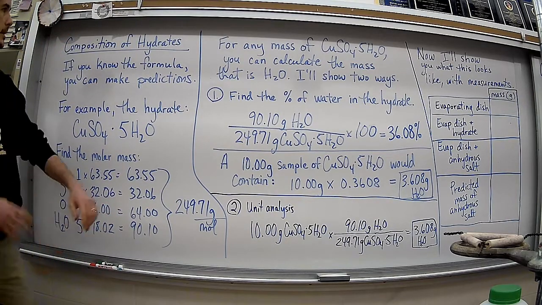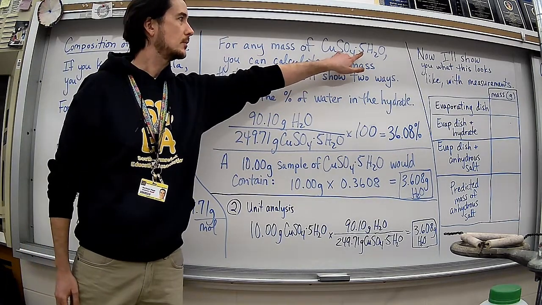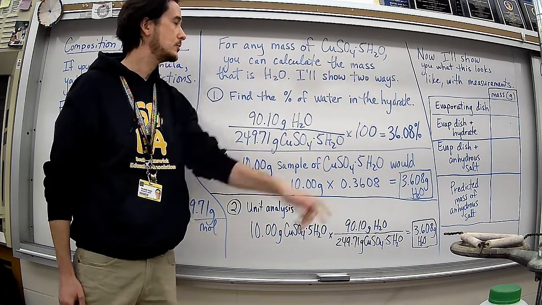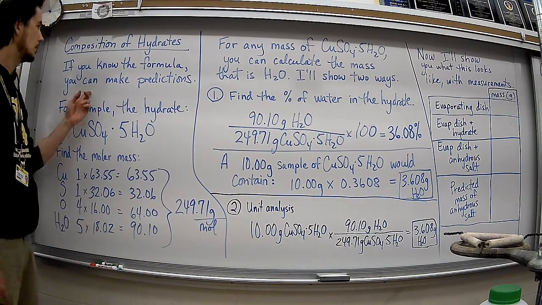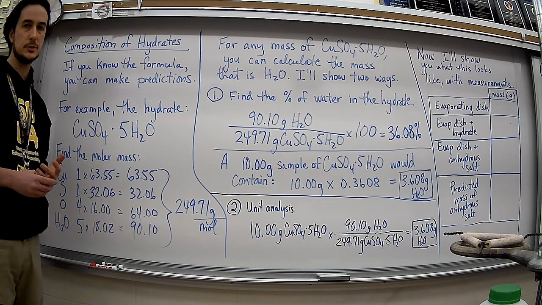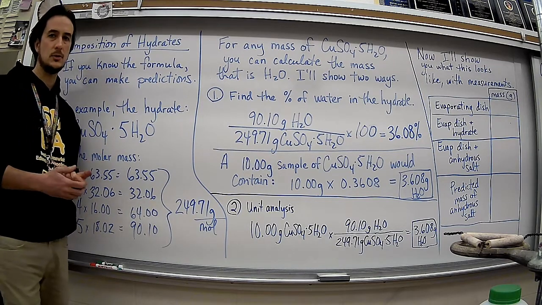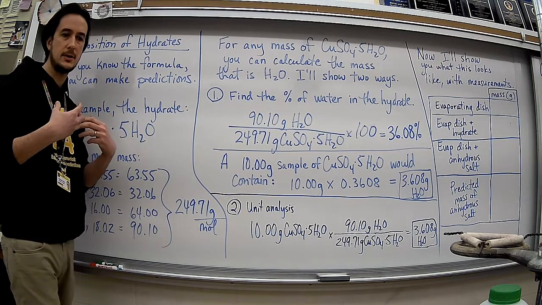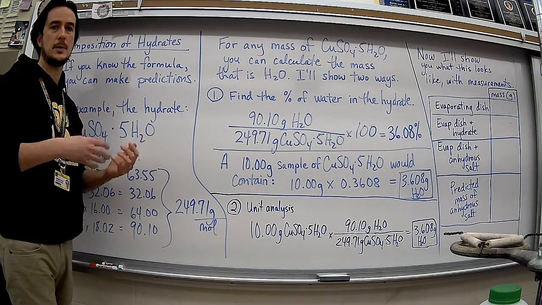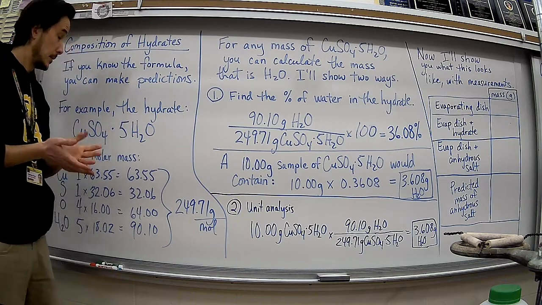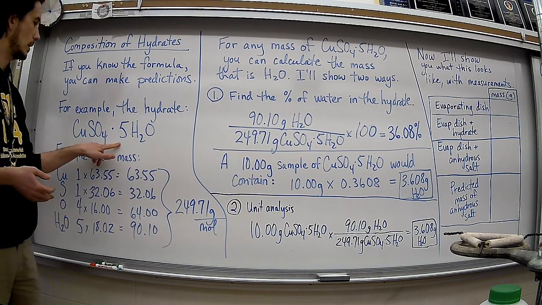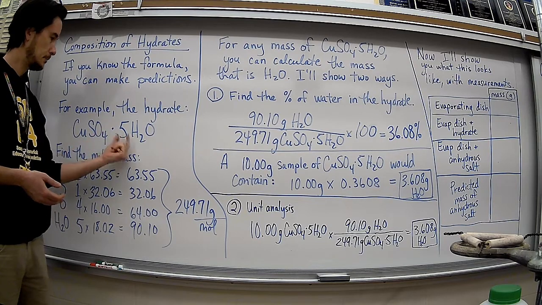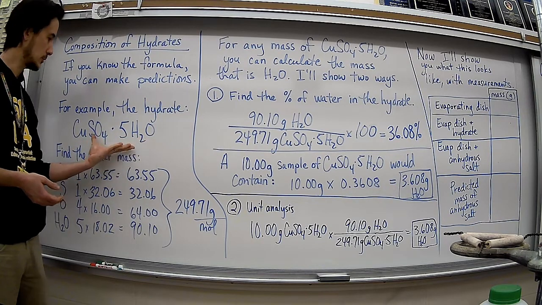I've got this compound we're dealing with first, which is copper II sulfate pentahydrate. And if you know the formula, you can make predictions. So if you knew the formula, then you could walk into lab and you would know, okay, if I heat this thing, I know how much water can come out, and you can make a prediction. So here's one hydrate, right? This is copper II sulfate pentahydrate. So we know the formula.